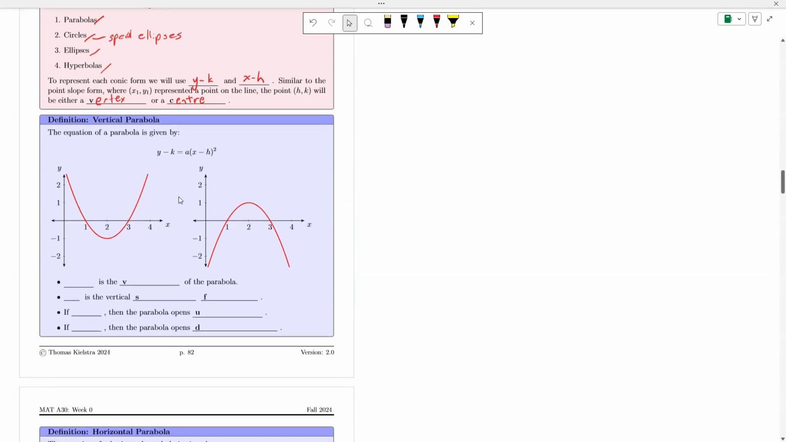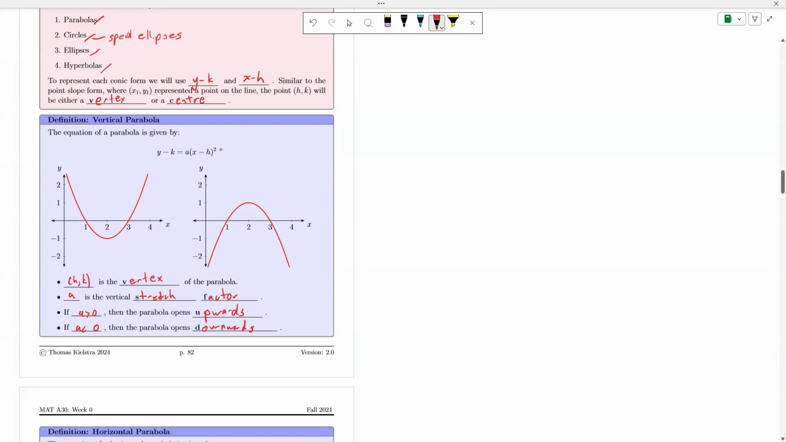Now, we have our vertical parabolas. This is something we're used to. We have (h, k), the vertex. (h, k) is the vertex of the parabola. A is the vertical stretch factor. If A is greater than 0, then the parabola opens upward. If A is less than 0, then the parabola opens downwards.